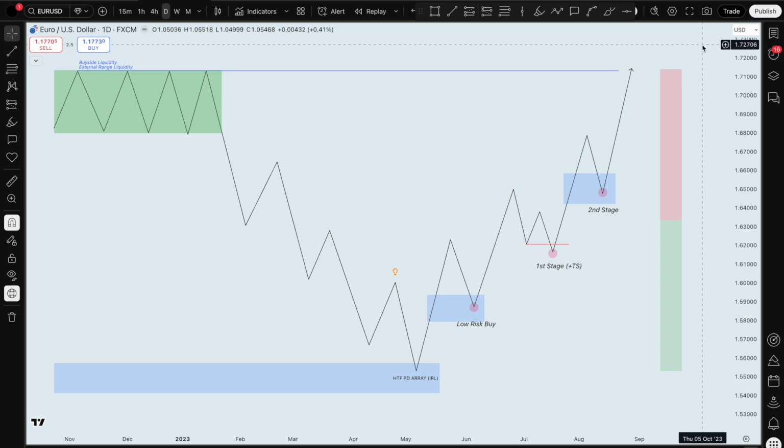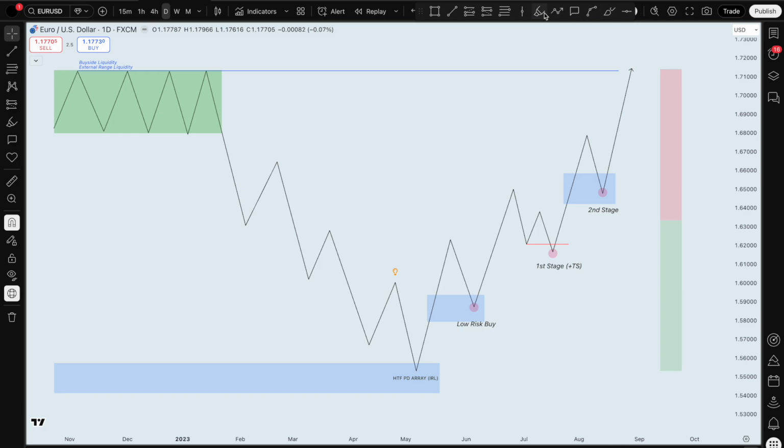So if you remember the video on internal range liquidity and external range liquidity, I told you that price moves from external to internal and from internal to external. So you will basically see in this video that every single thing I teach you is going to blend together. So let's start with the market maker buy model.